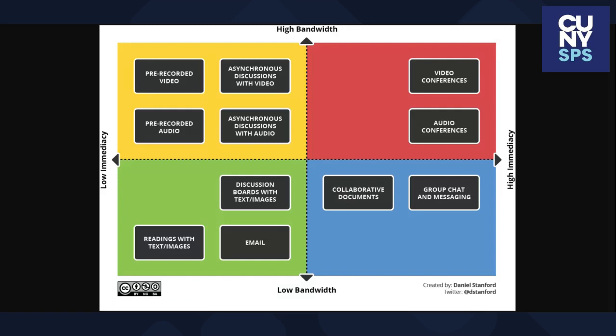And the other thing that I find interesting about this matrix is the bandwidth aspect, which is the vertical. So we have high bandwidth and low bandwidth. One of the things that we need to consider is how difficult or how resource intensive it is for students to have access to these, right? There are times when you want to have low bandwidth activities, like email, group chat, or messaging. These are very light, right? Easy for students to access.